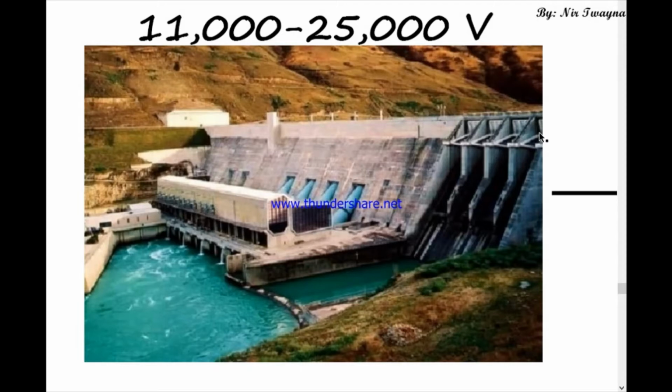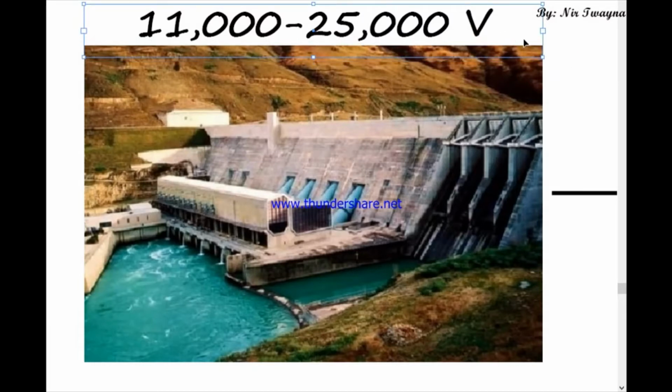And if you transmit electricity at the same voltage, then a large amount of electricity would be lost due to the resistance of the wire used in transmission. Okay, due to the resistance of wire used in transmission, a large amount of current would be lost in the process of transmission.